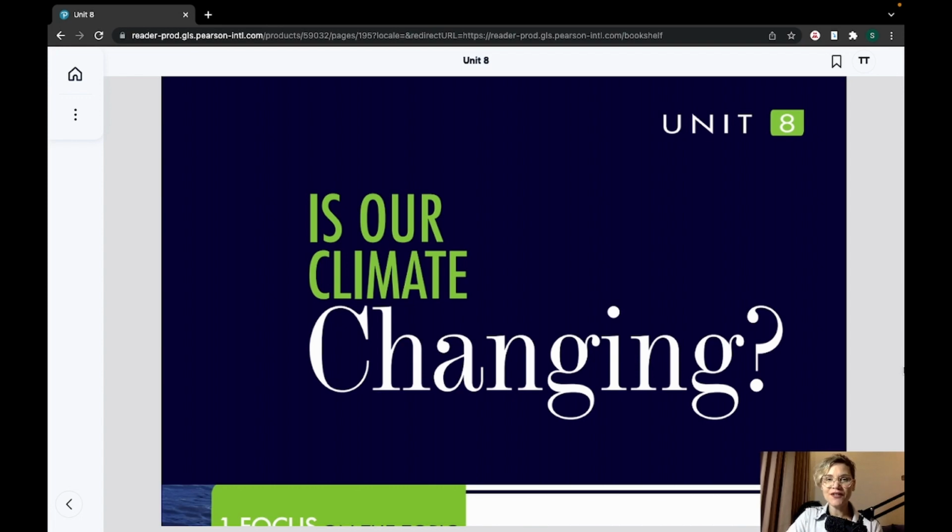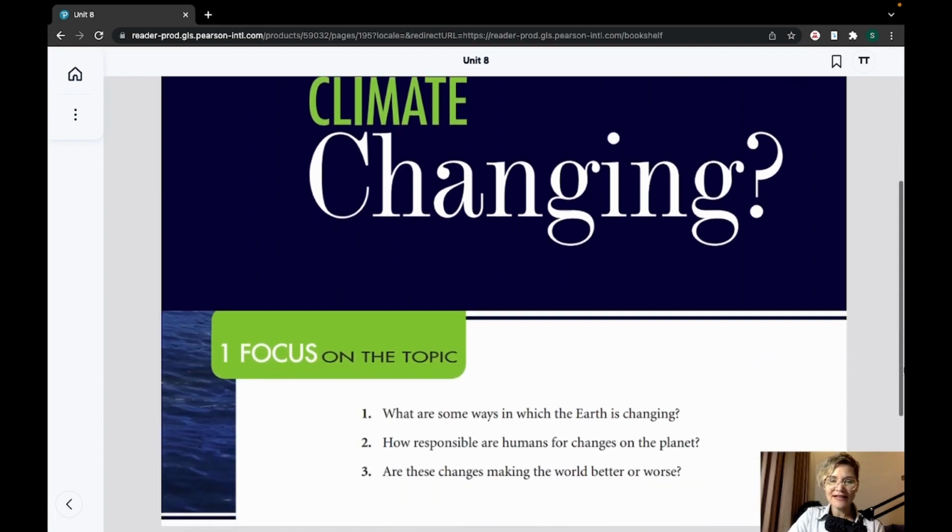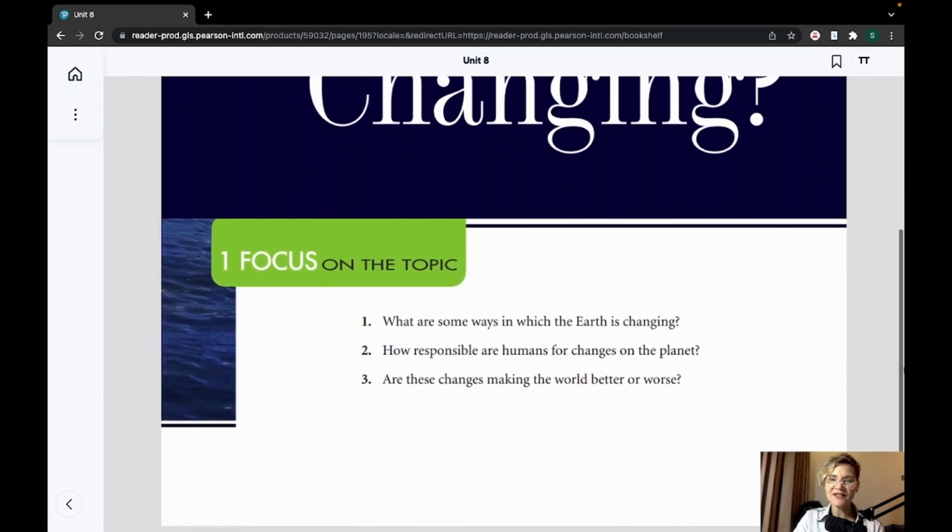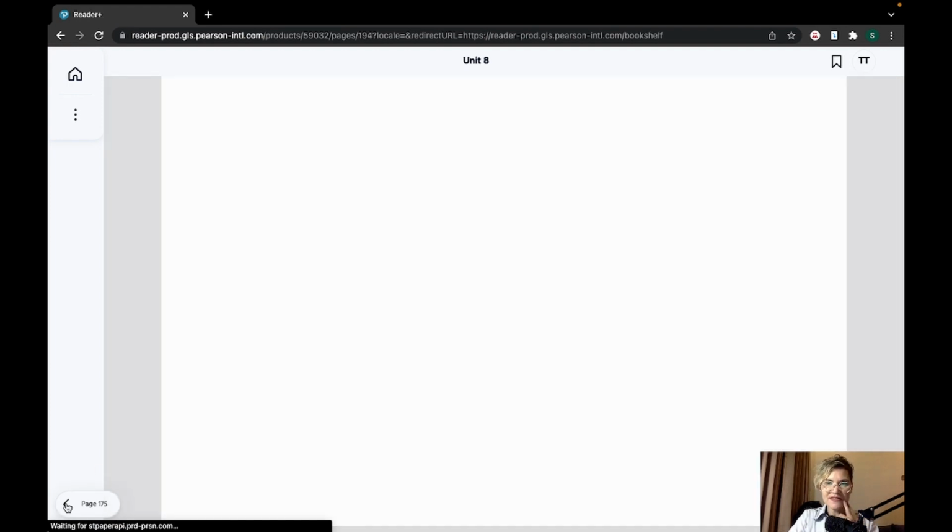Yes, before we go into reading 1, we're going to look at the focus on the topic. There are 3 questions. Number 1, what are some ways in which the Earth is changing? All right, I want you to write that down because there are definitely several ways. Let's look at the picture.